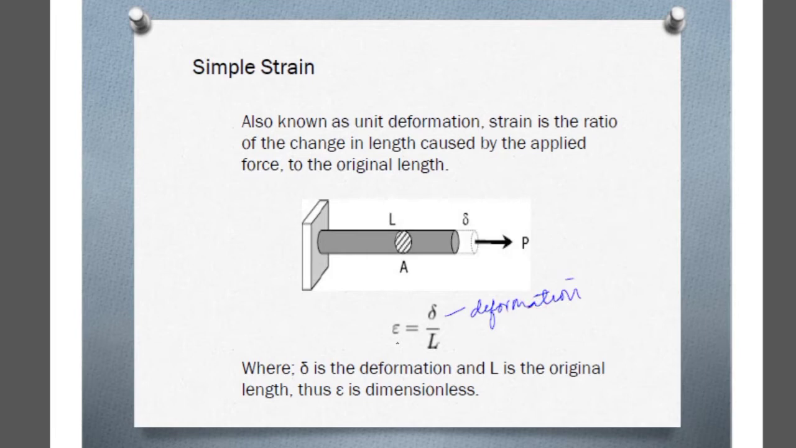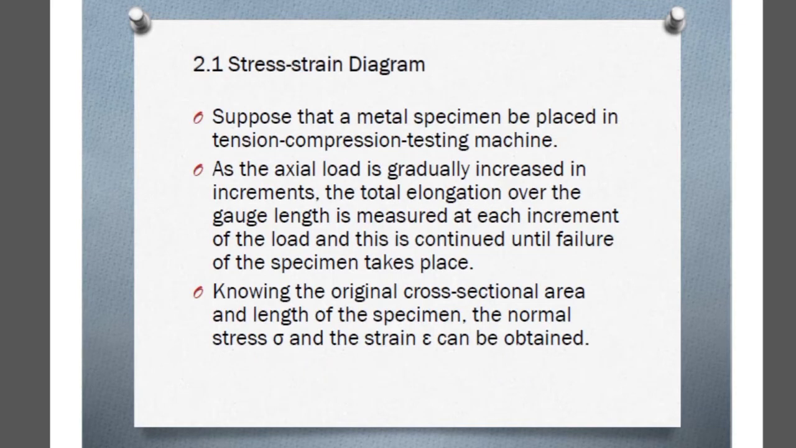So kapag yung isang body subjected to axial stress, so halimbawa ito na to ay hinila natin, we apply the force P and this body is subjected to tension, meaning magkakaroon ng change in length. And this change in length here is referred to as the deformation delta. And this L is the original length. Since the unit of deformation is linear and the unit of the length is linear, so therefore this strain here is dimensionless.